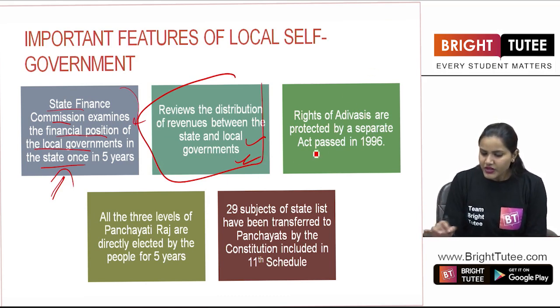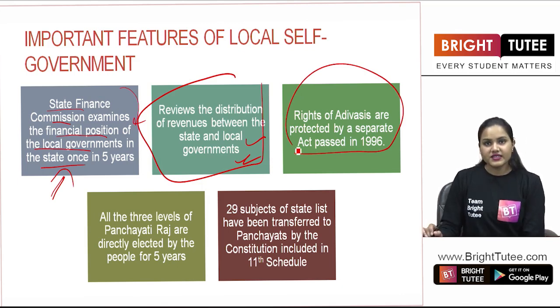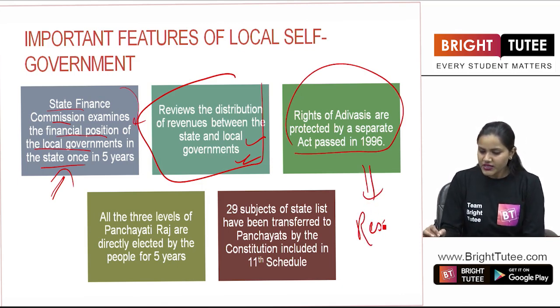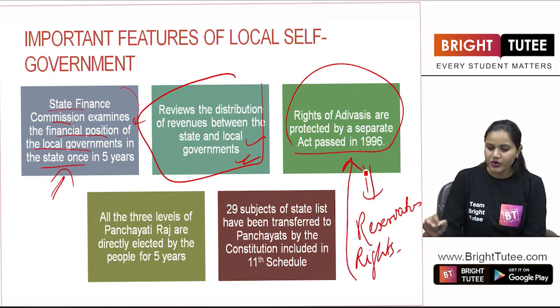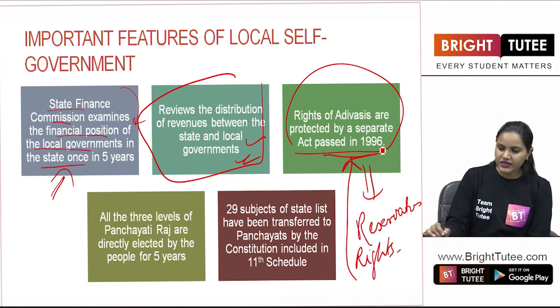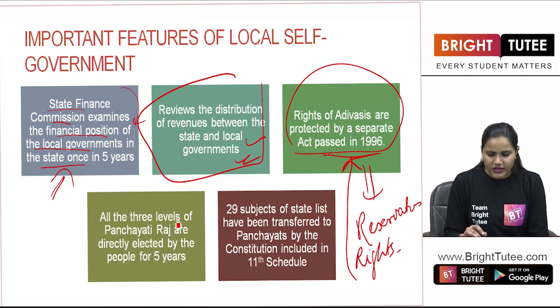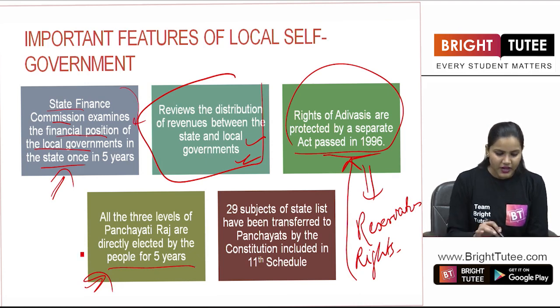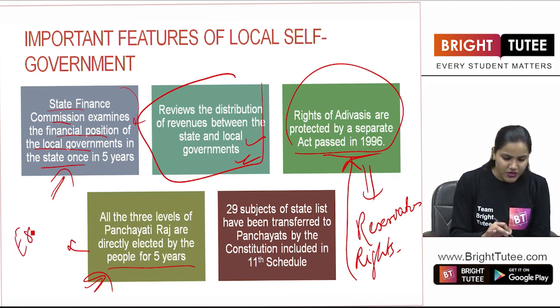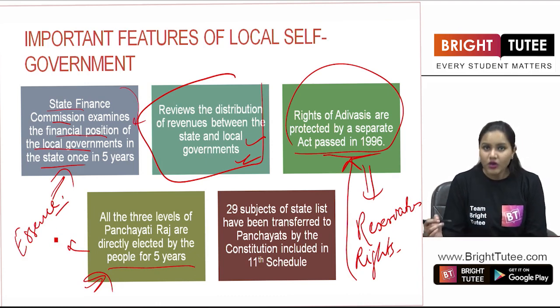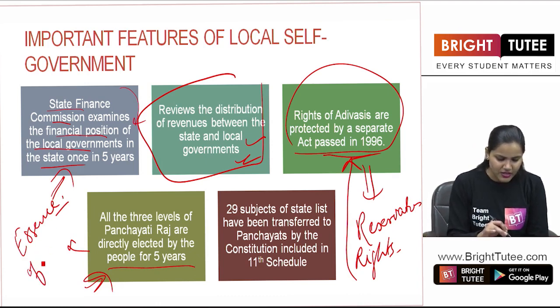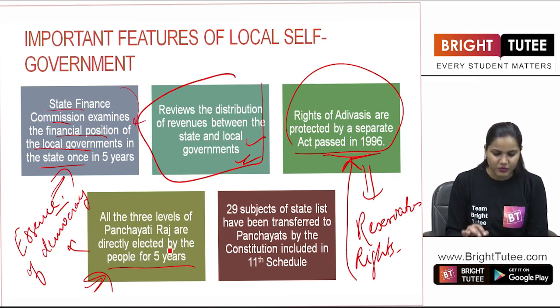Rights of Adivasis are protected by a separate act in 1996. Like you have learned that reservation is there, in the same way, the rights of Adivasis have also been protected by a separate act passed in the year 1996. All three levels of Panchayati Raj are directly elected by the people for 5 years. When we understood the essence of democracy enshrined in the Panchayati Raj system, the local self-government system, we said that direct elections take place, and people are involved in these elections.